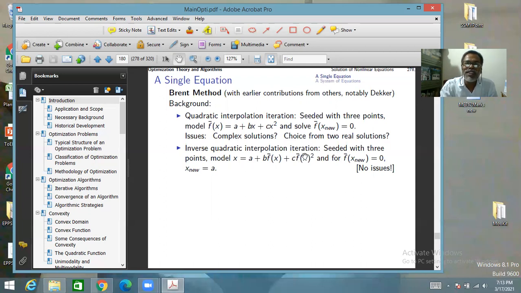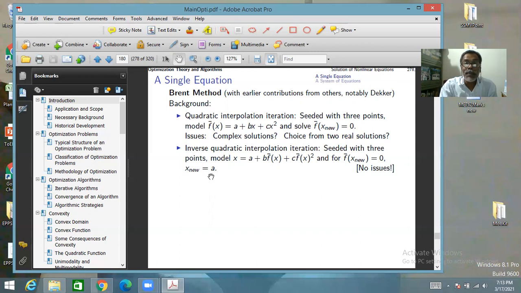The moment you put y equal to 0, this will go off, this will go off, x will turn out to be a. And here there is no question of it becoming complex. There is no question of 2 options or 2 solutions, a single solution. So basically, in the inverse quadratic interpolation, the b and c you don't need to evaluate. Basically, b and c you have to eliminate to get a. Get hold of a, and that is the next x.